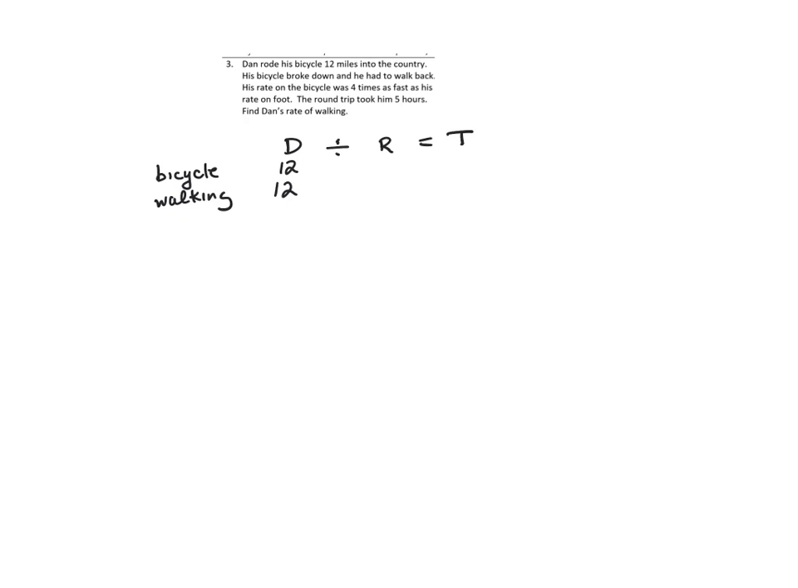So his rate on the bicycle was 4 times as fast as his rate on foot. So if we let x equal his rate walking, 4x would equal his rate on the bicycle. So let's write down our key. Let x equal the rate walking, and let 4x equal the rate riding. So the time algebraically would be 12 divided by 4x, which we could simplify into 3 over x, and 12 over x for the time walking.